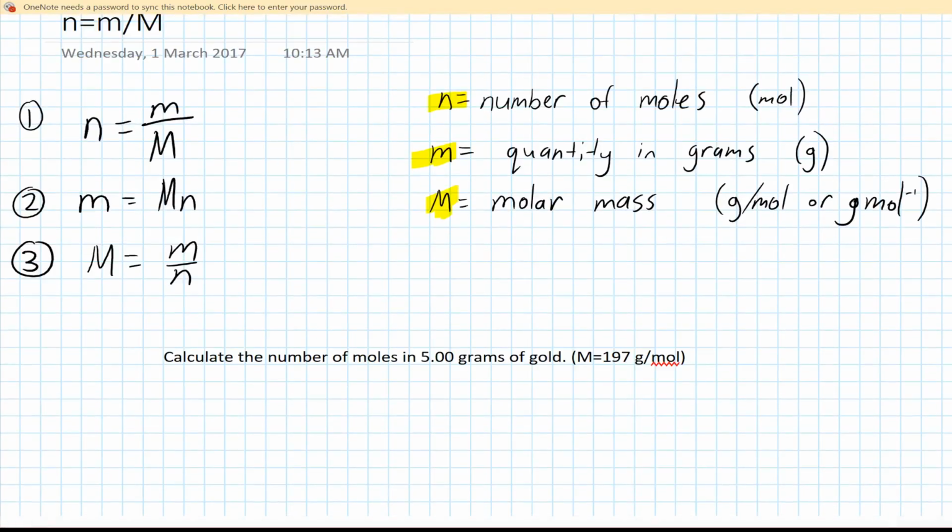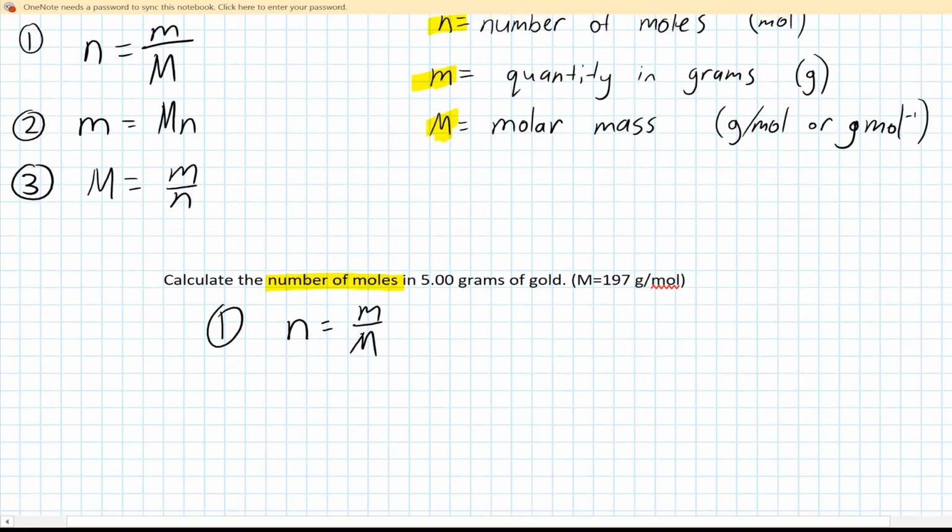Now, our first example wants us to calculate the number of moles in 5 grams of gold. Now the question asks us to find n, which means we need equation 1. n is equal to m over capital M. And our mass is 5 grams. Our molar mass is 197, which gives us a final value of 0.0253 moles. Which means 5 grams of gold contains 0.0253 moles.